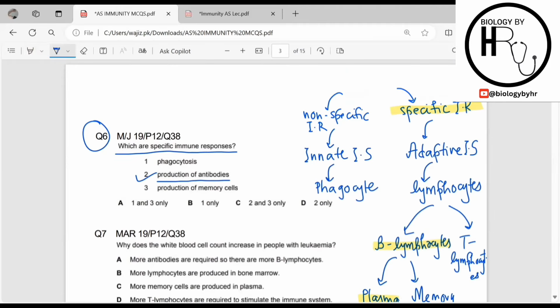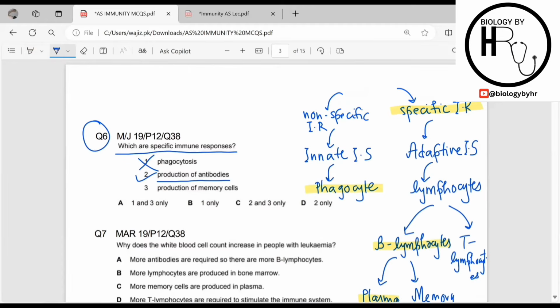If I talk about statement 1, which is phagocytosis, we know that phagocytes are a part of the innate immune system, or they carry out a non-specific immune response. So we can say that statement 1 is not a specific immune response.